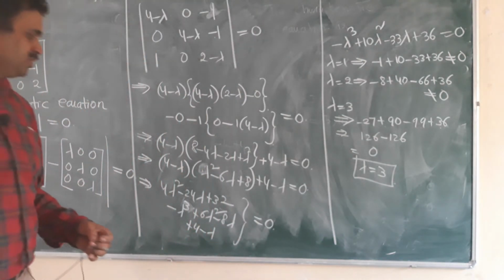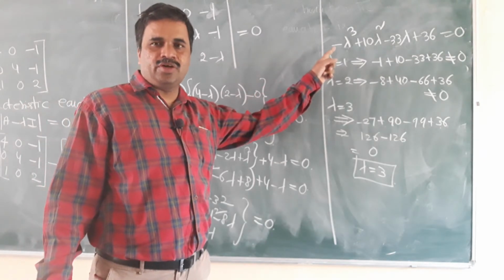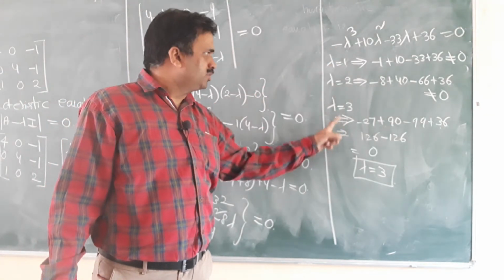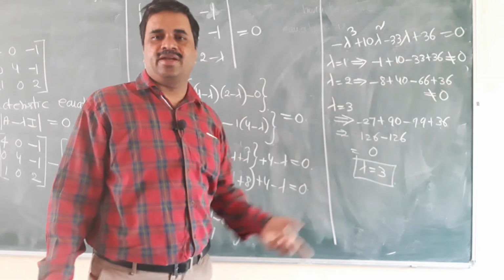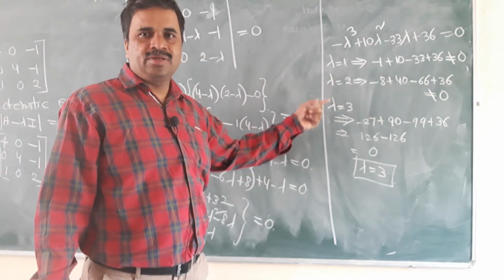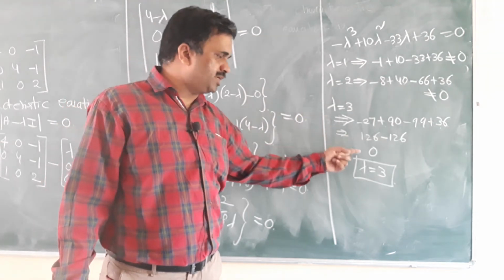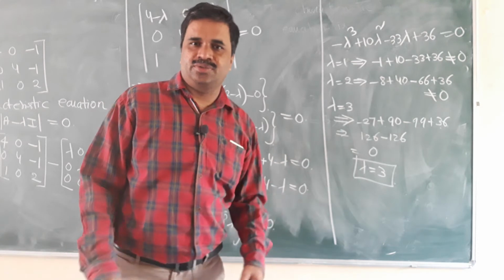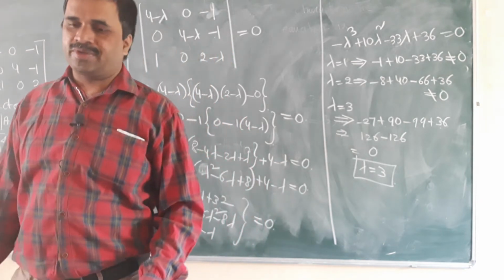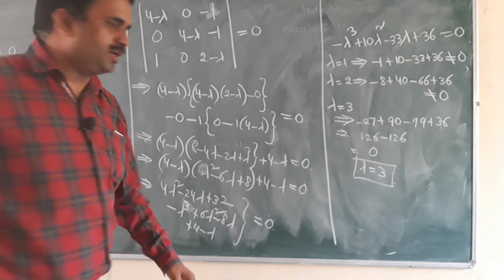You got a polynomial of degree 3. So simply we have to go for the trial and error method. I did lambda equal to 1, lambda equal to 2, and lambda equal to 3 is satisfied. 3 is one of the roots we got. Now I will go for the synthetic method.